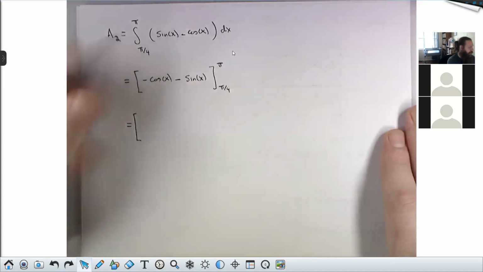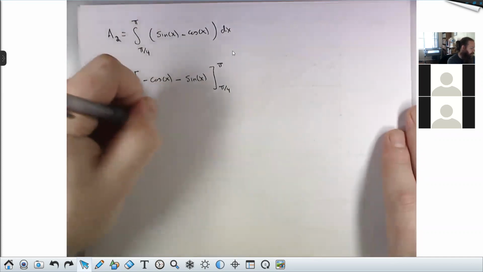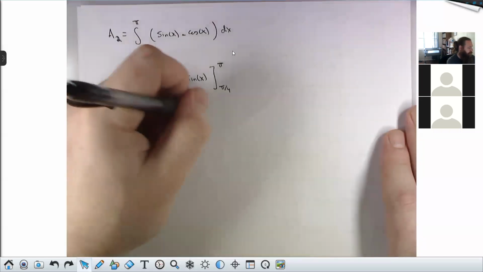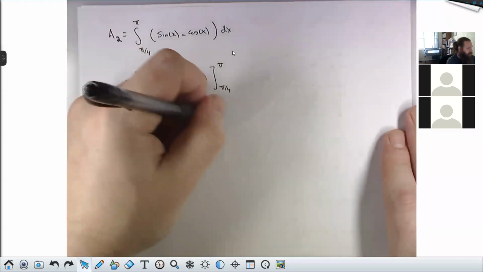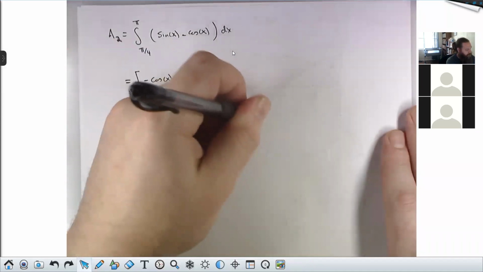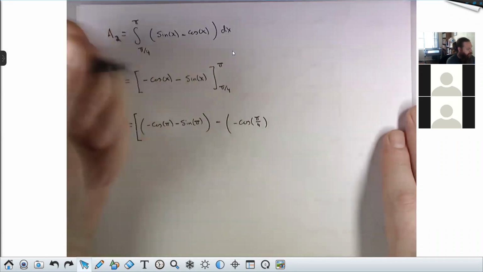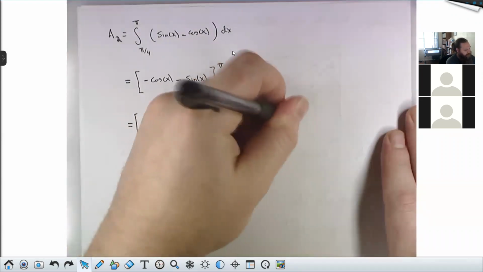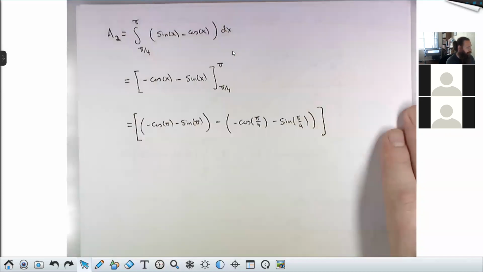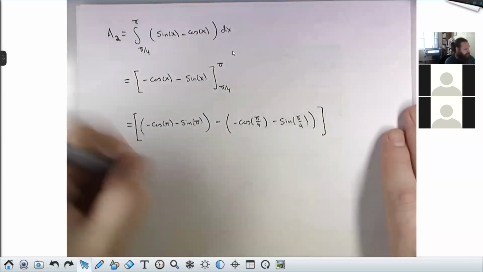When I plug in my upper bound, I'll have negative cos of pi minus the sine of pi. And from that, we need to subtract what we get when we plug in our lower bound, which is negative cos of pi over 4 minus the sine of pi over 4. A lot of negatives here to keep straight, a lot of unit circle stuff.